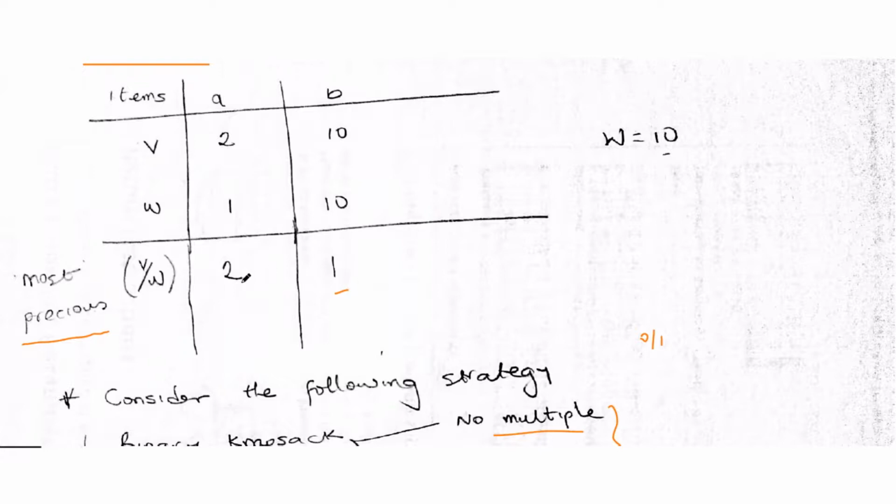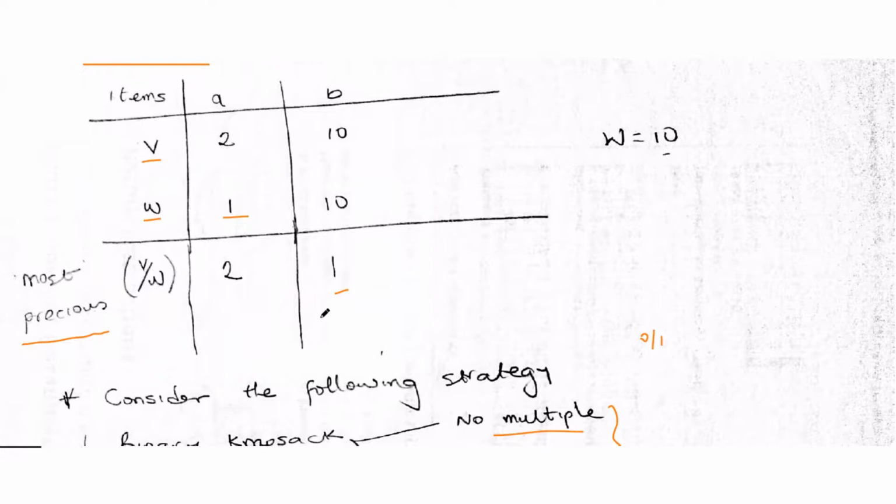So that is one approach. There are other approaches. There's another approach whereby you take the most valuable items first. Looking at 2 and 10, you take the most valuable, which is 10. Another approach says you take the least weight item first. Here, between 1 and 10, the least weight is 1. So there are many approaches, but here we want to look at the most precious greedy approach.